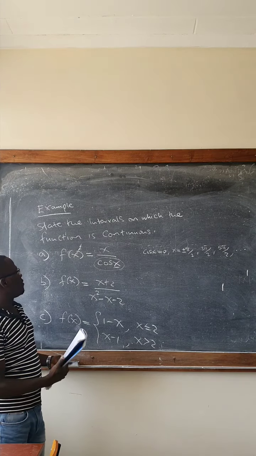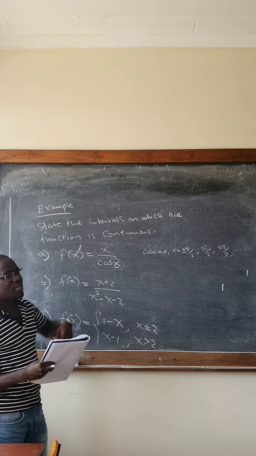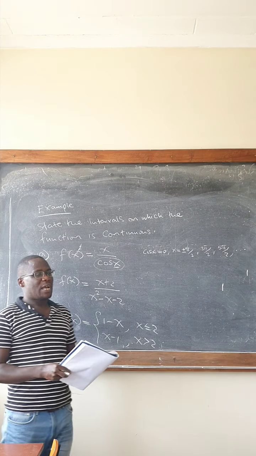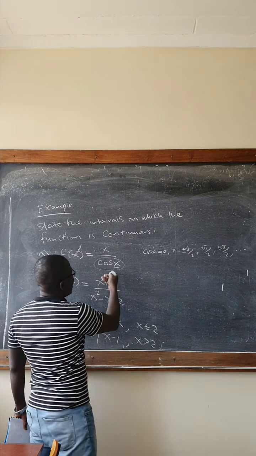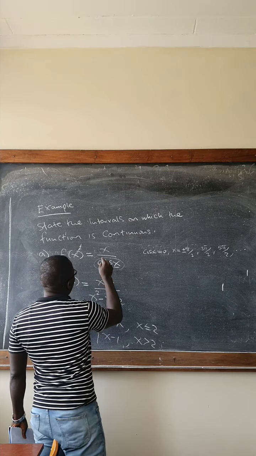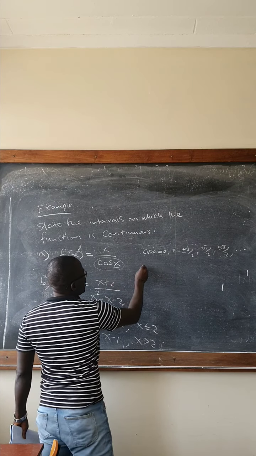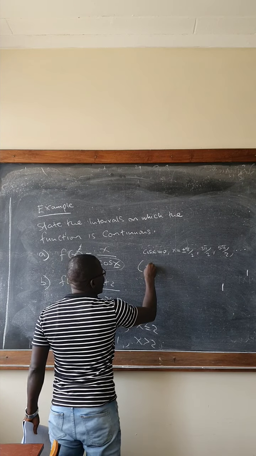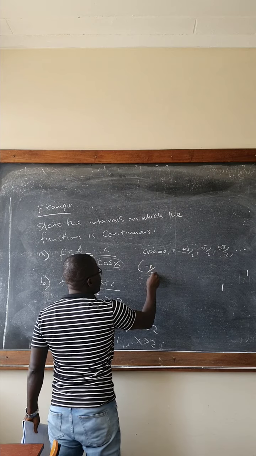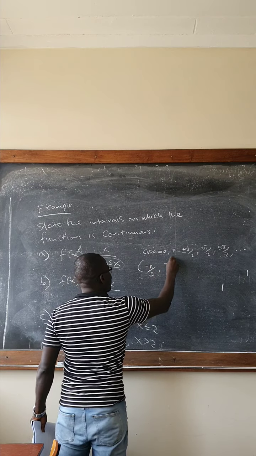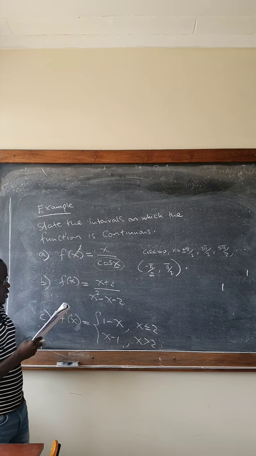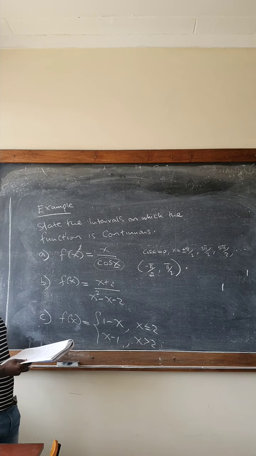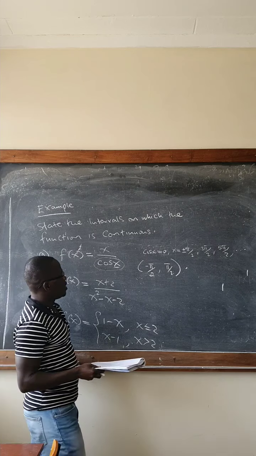Remember, we said that the fraction of two continuous functions is continuous at all points where the denominator is not 0. So for example, I can give you an interval where this function is continuous: from minus pi by 2 to pi by 2. That is an example where this function is continuous. But there are also others.